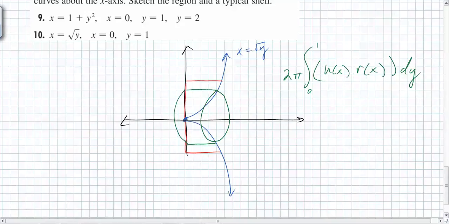R of x. So what is our... And actually, it's not going to be r of x. What is it going to be? It's going to be in terms of what? Height in terms of y, and r in terms of y. What's the easy one? The radius or the height.